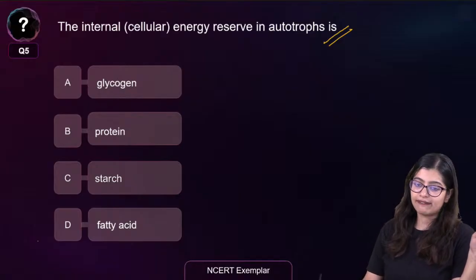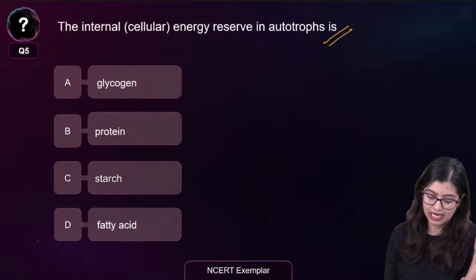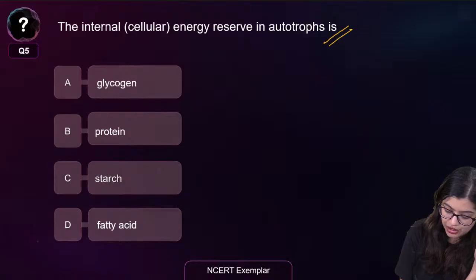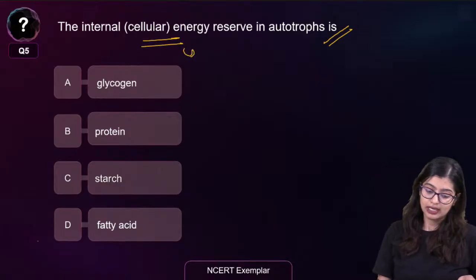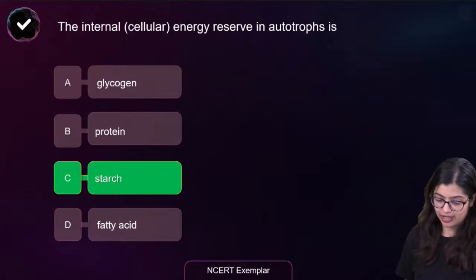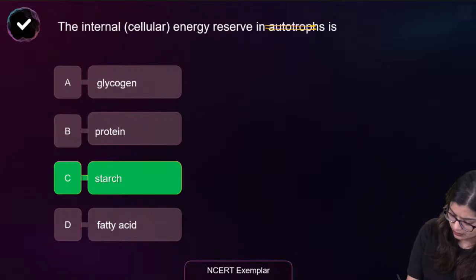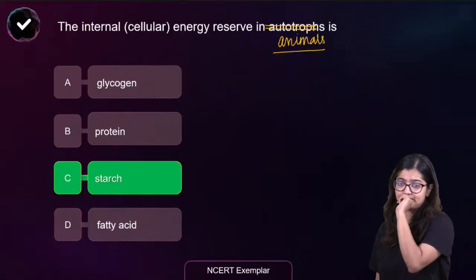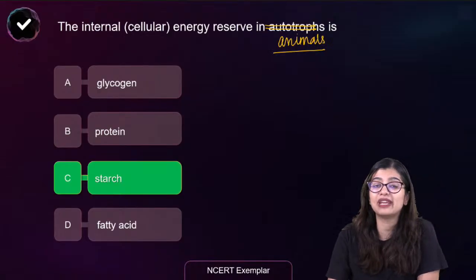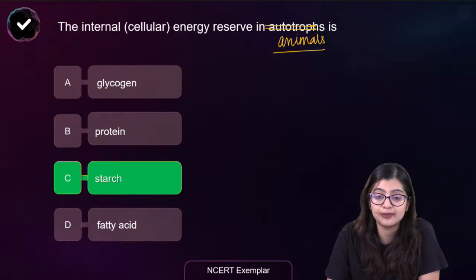Awesome. Very good, all of you. This is very simple and easy. Internal energy reserve here in plants. We're talking about in autotrophs. It is nothing but starch, right? But if the question was in animals, then what would be the answer? If the answer was going to be animals, what would be the answer?